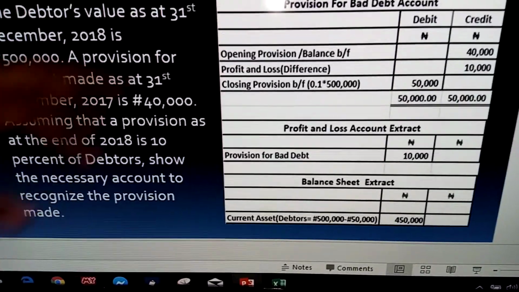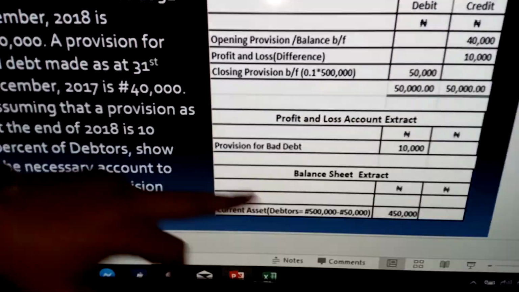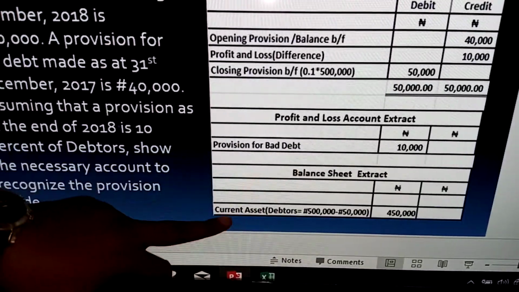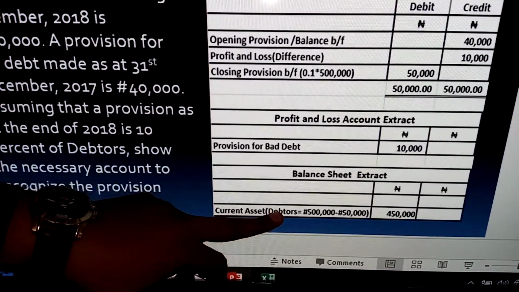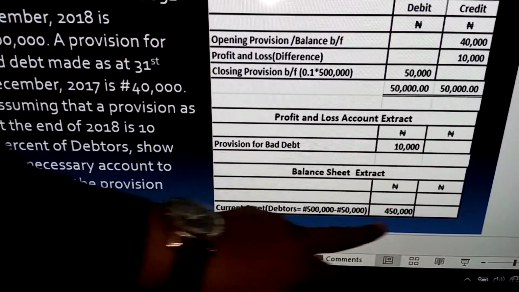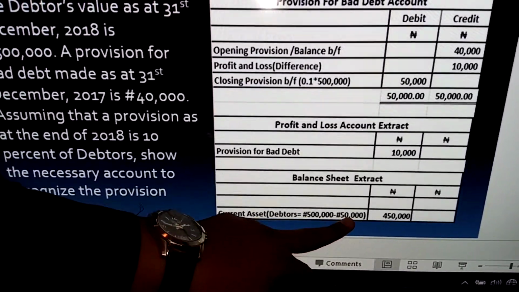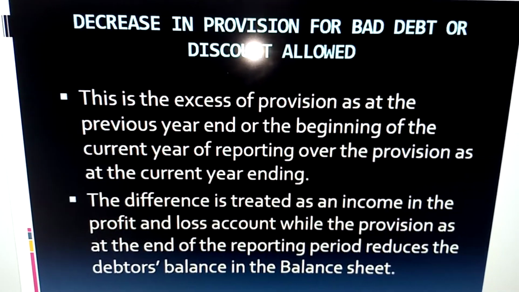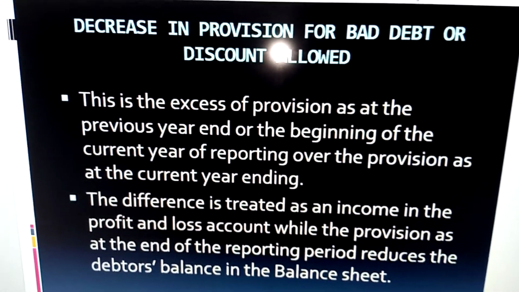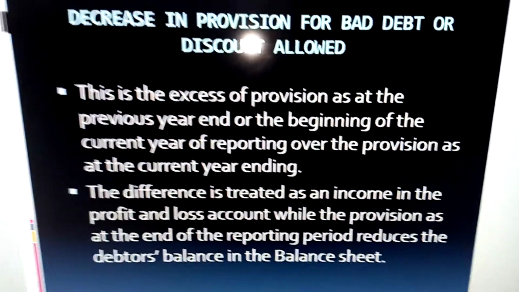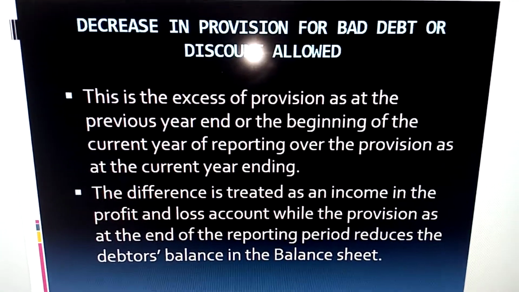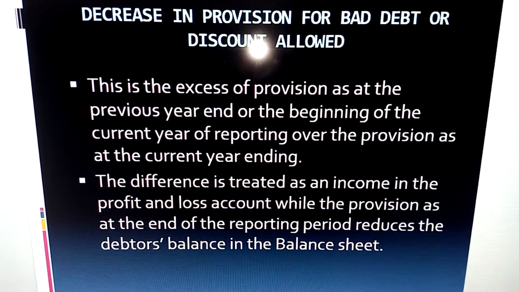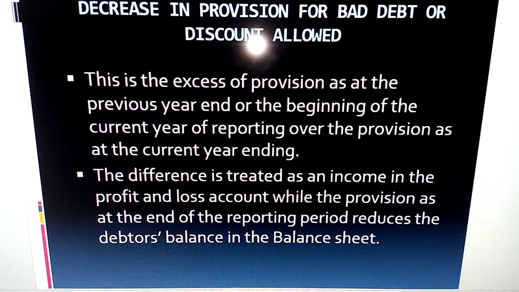So now we have that done. We have the profit and loss account here, provision for bad debt 10,000. That's what you have here. And then we have the balance sheet, assets, debtors. So it will reduce from 500,000 to 450,000, which is 500,000 minus 50,000. That's 450,000. I already explained that a decrease or increase is a function of the opening and the closing. So if the opening provision is higher than the closing provision, then there is a decrease.